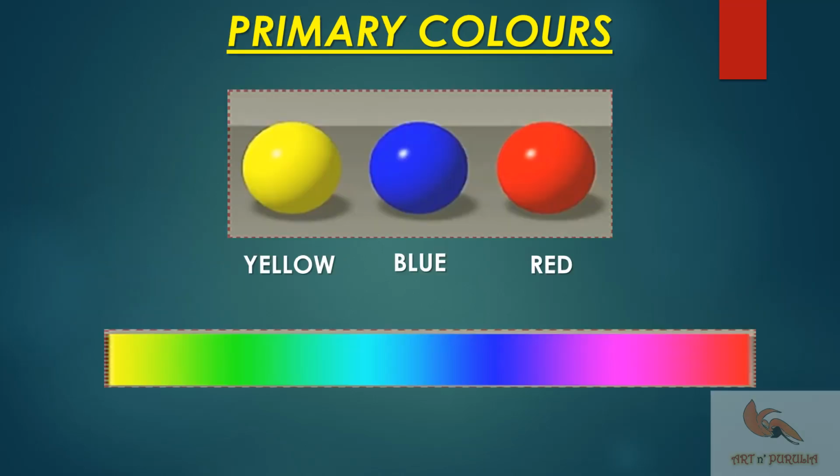Primary colors are yellow, blue and red. These are called primary because these cannot be made. These can be mixed to make any other color except, of course, white. When all colors are reflected back, we see white. When all colors are absorbed, it is black. With these three primary colors and white, we can make any color in the rainbow and even black.